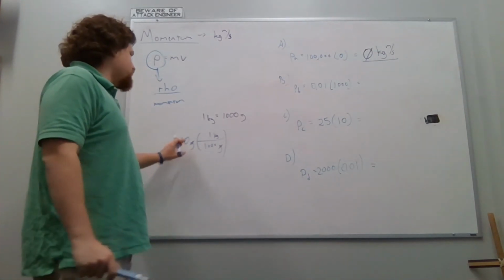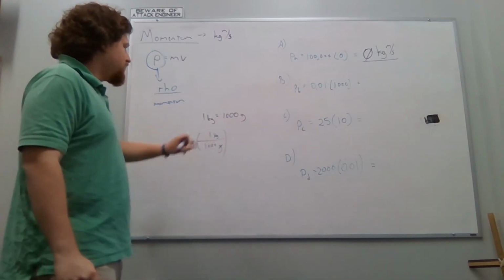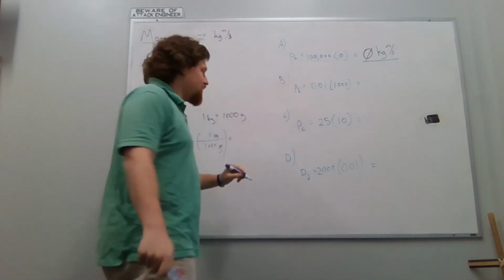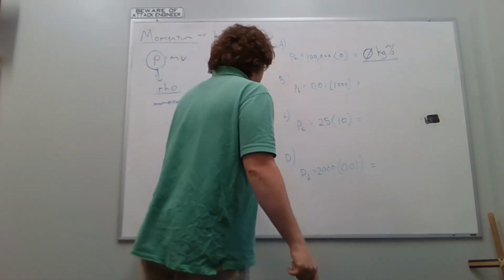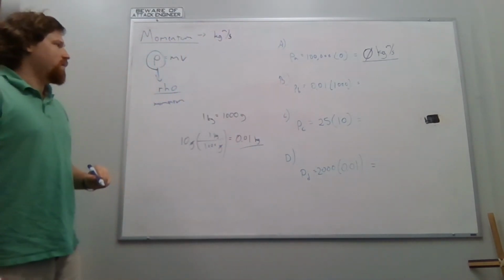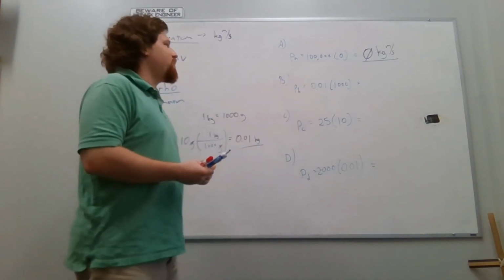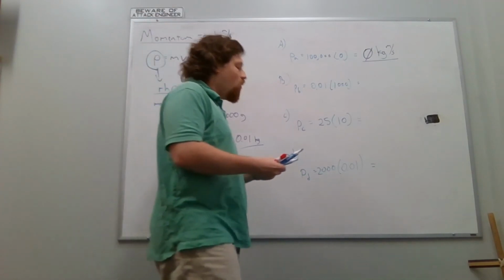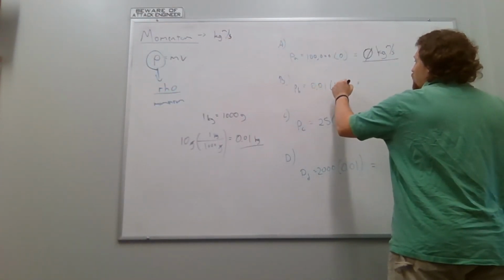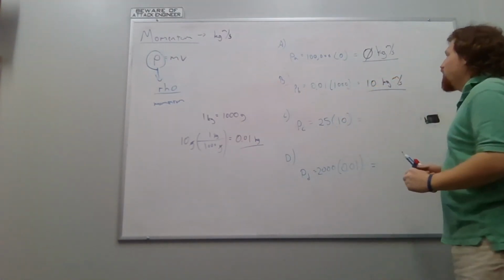So I've got grams, this is my conversion. I put the grams in the conversion on the bottom, kilograms at the top, and that tells me that the mass of this bullet in kilograms is 0.01. So that is the bullet's mass in kilograms. That has to be the mass that I plug in here. So 0.01 times 1,000 is going to be 10 kilogram meters per second for the bullet.